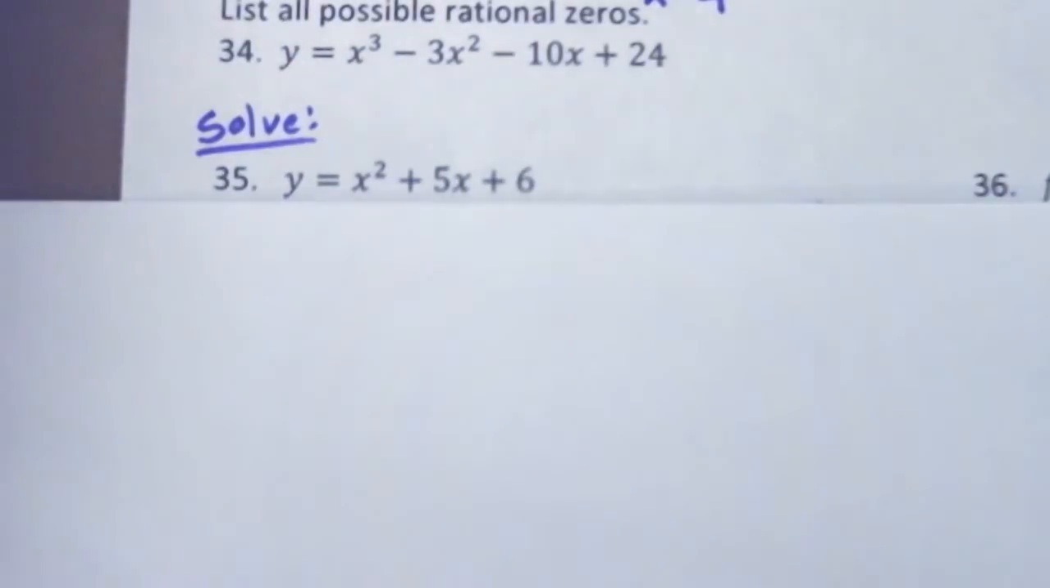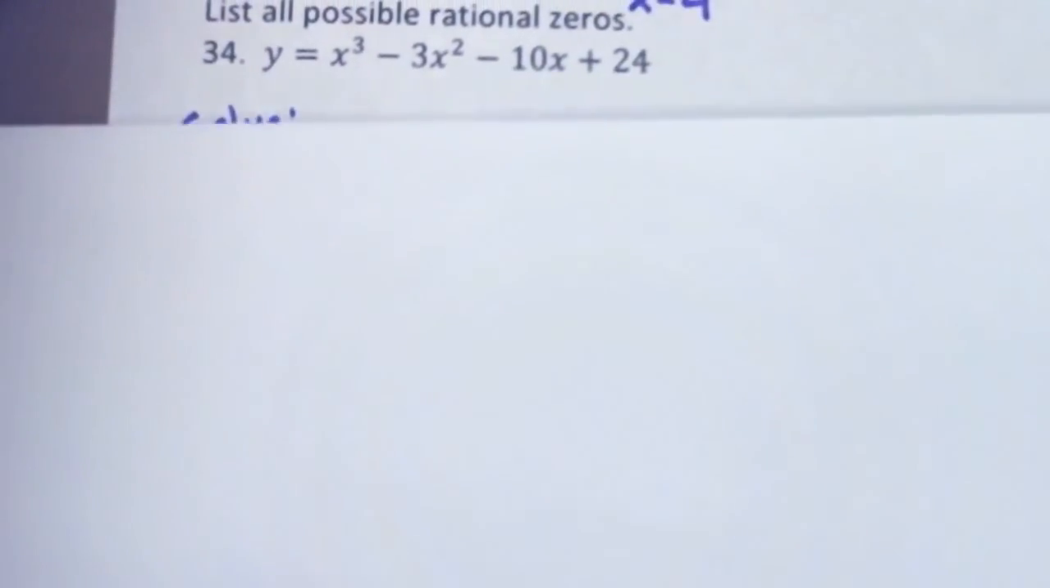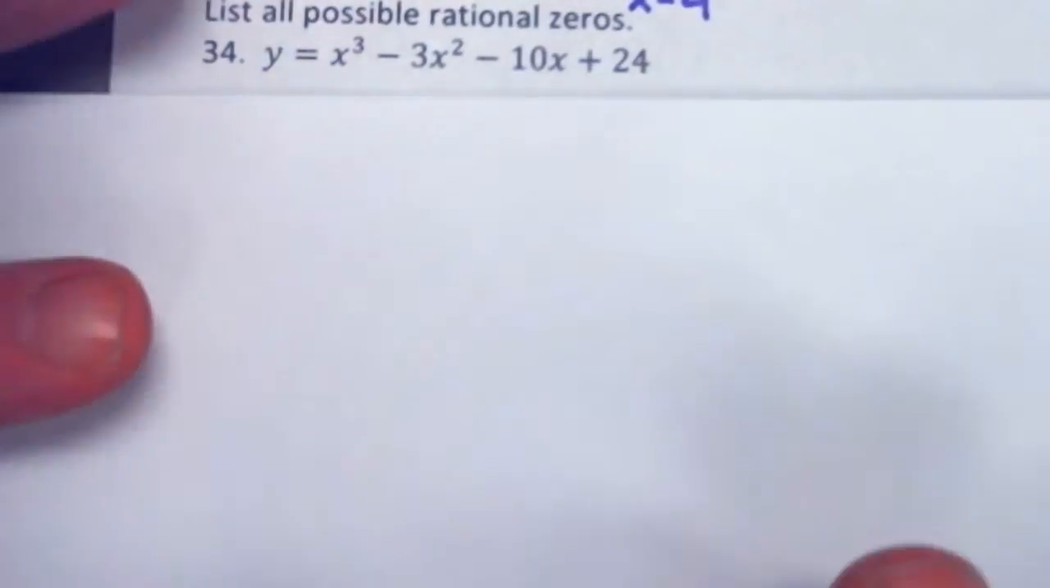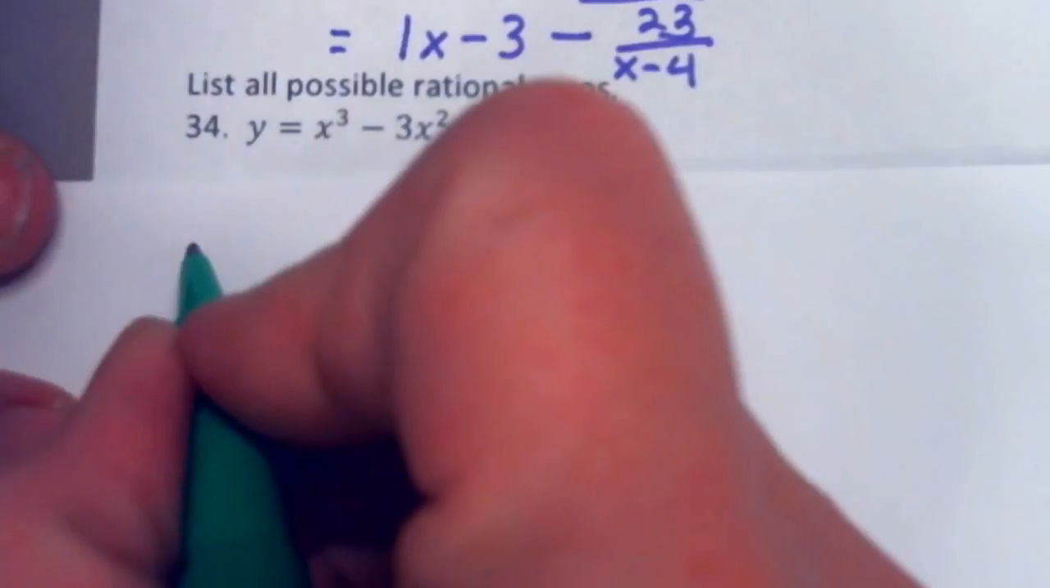Alright, this is Algebra 2 review for the final exam for semester 1. We're going to start with 34 and get through 38. Okay, for 34, it's just list the possible rational zeros.